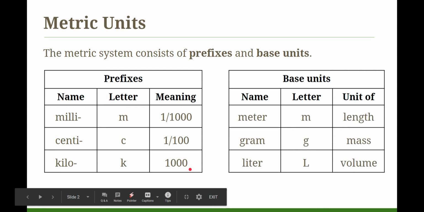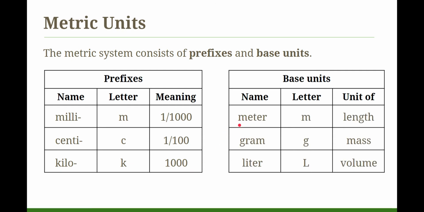Then the base units. Again, you can pause it here if you want to fill in your notes before continuing. So the base units, this is what we actually use to measure stuff. So meters get abbreviated with just an M, and they measure length. So kind of the American version of that would be like feet or yards. Next up, grams get abbreviated with G, and it is a unit of mass.